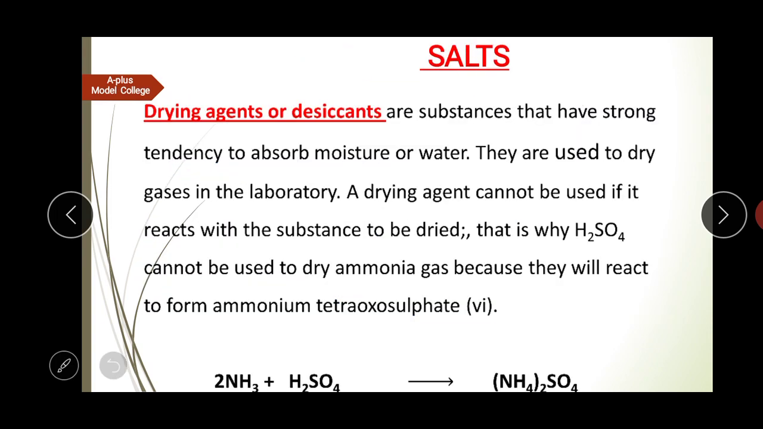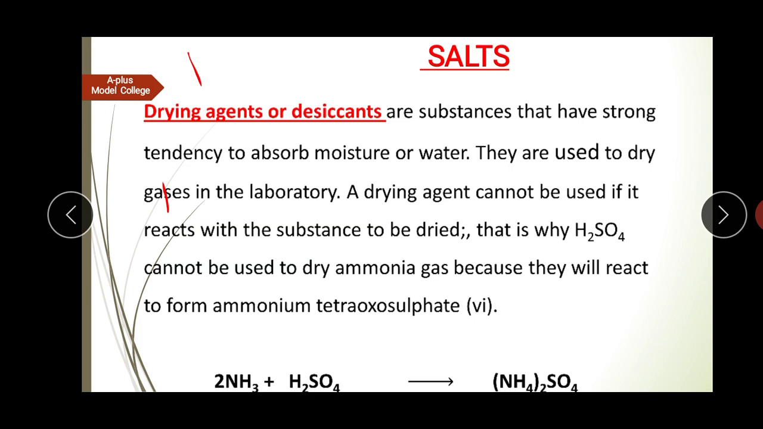Now let's quickly talk about drying agents or desiccants. Drying agents or desiccants are substances that have a strong tendency to absorb moisture or water. Yes, that's the reason why they don't turn to solution. They have a very strong tendency to absorb moisture or water. They are used to dry gases in the laboratory. And a drying agent cannot be used if it reacts with the substances to be dried. That is why H2SO4 cannot be used to dry ammonia gas, because they will react to form ammonium 6.